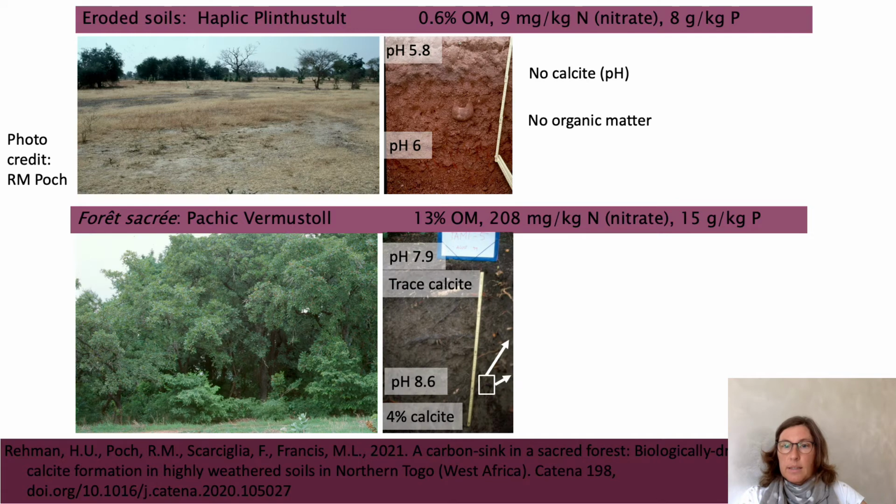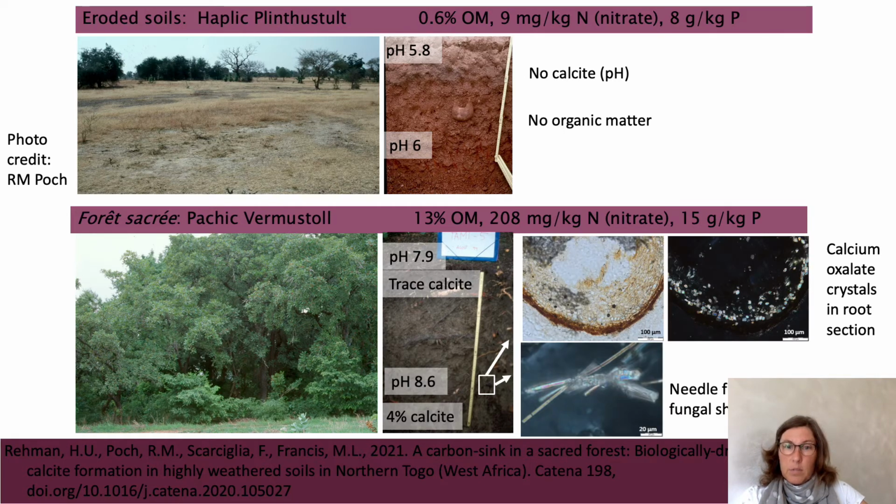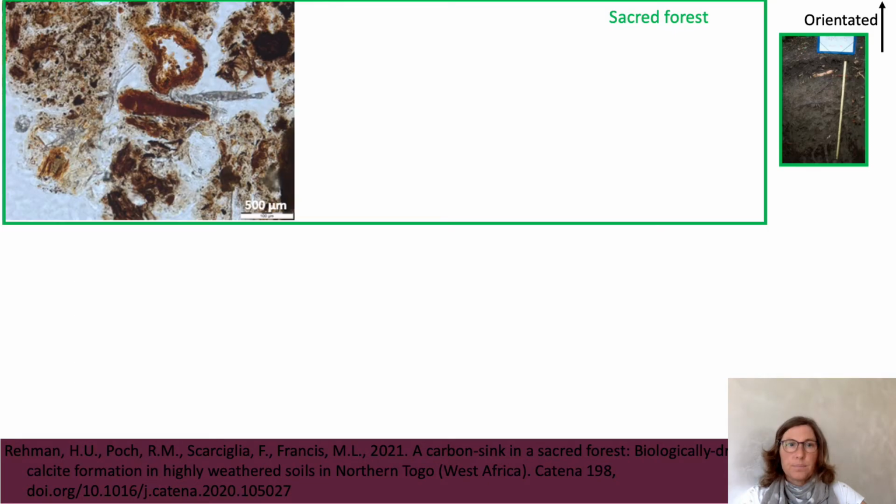Most striking is the difference between the sacred forest and the surrounding soils in terms of soil pH. The sacred forests are rich in organic matter, the soils are slightly calcareous, and they have a pH of around 8 that reflects this. There is also a lot of calcium oxalate in the plant remains, and also biogenic calcite associated with this.